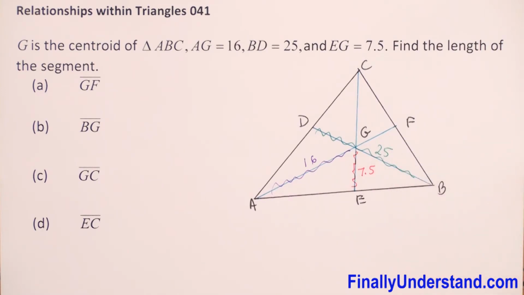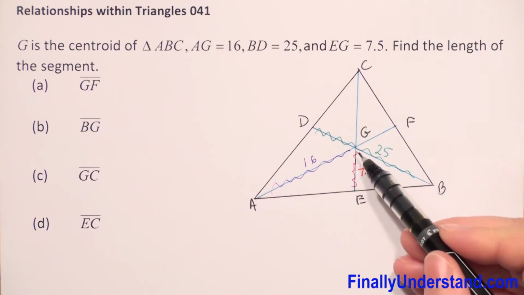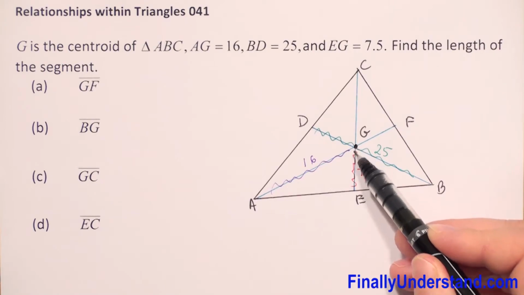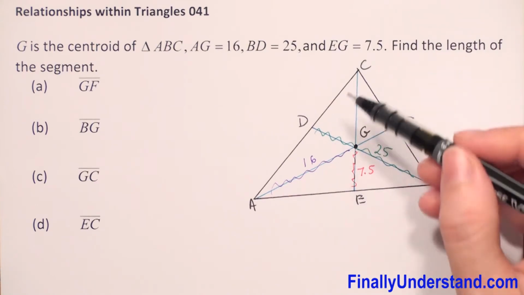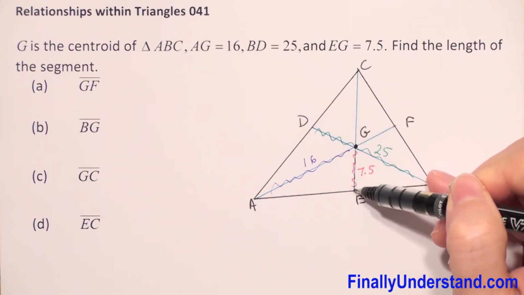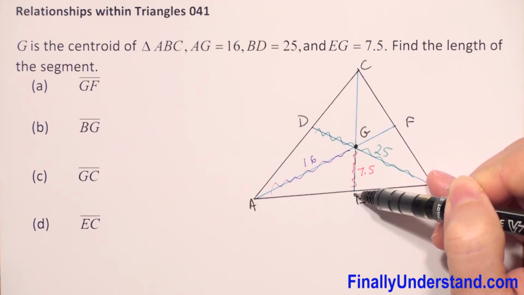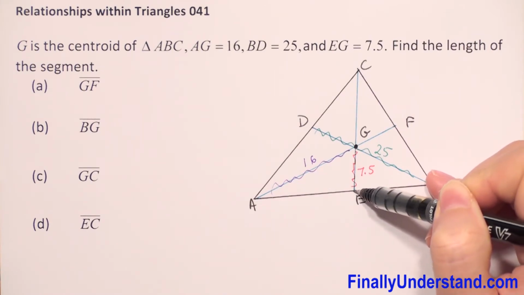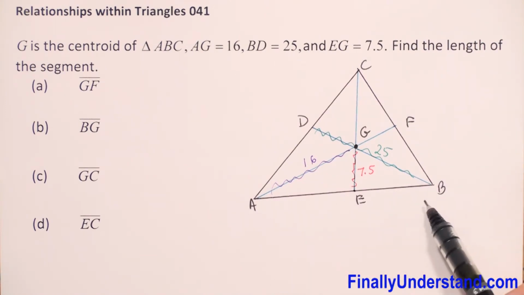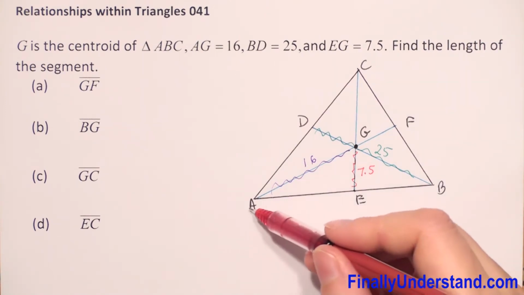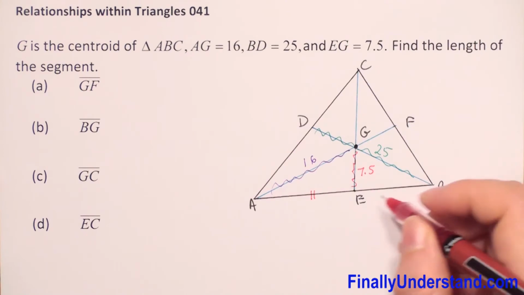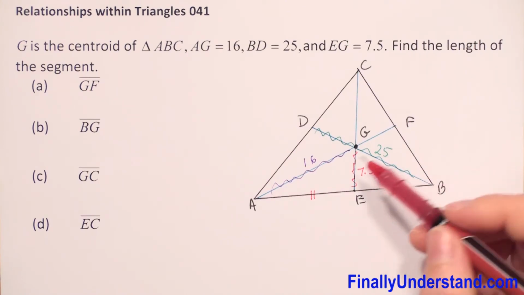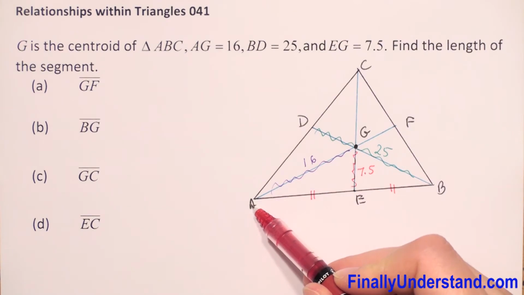So first let me remind you what is centroid. The three medians meet at that centroid. So this is our centroid. And what is the median? Median of triangle is a segment from the vertex to the midpoint of the opposite side. So E is the midpoint of opposite side. So it means that AE is congruent to EB.